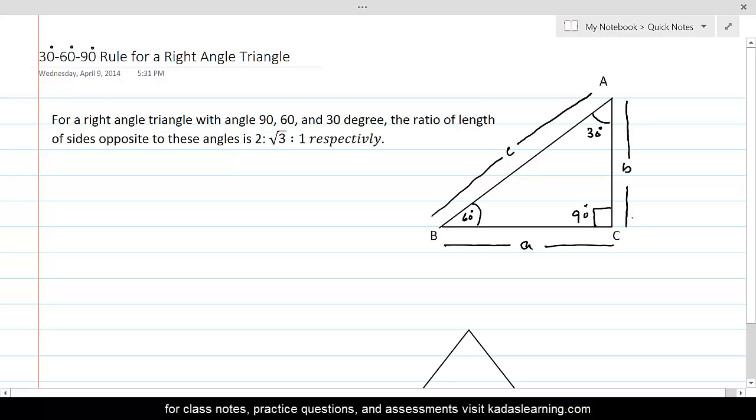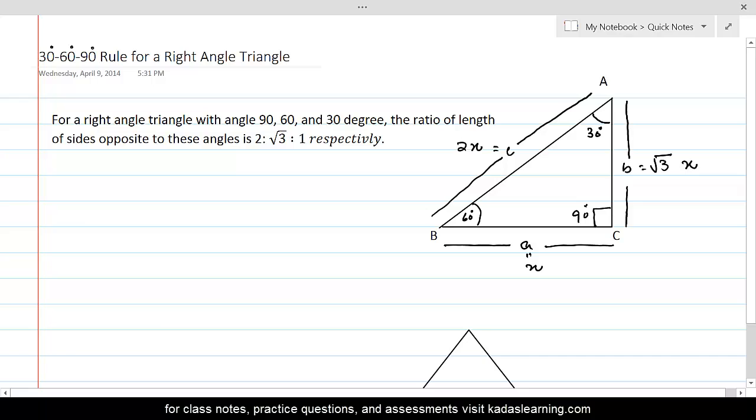Now, the side opposite to 90 degree is the hypotenuse, and let's take its length as standard. If we assume that this length is equal to 2x, then half of this length is x. So a will be half of the length of the hypotenuse. So this would be simply x. This would be x, and this would be under root 3 times half of the length of the hypotenuse. So this would be under root 3 times x.